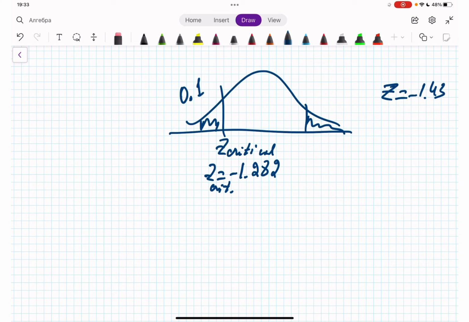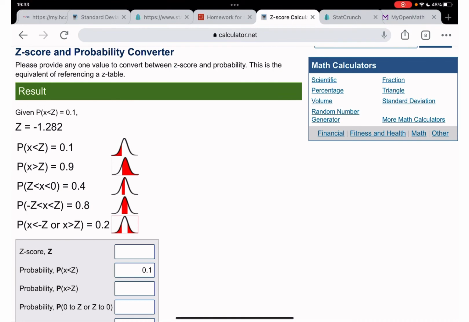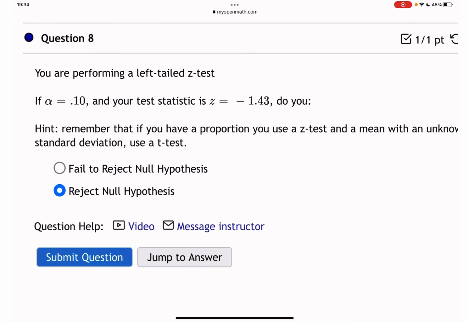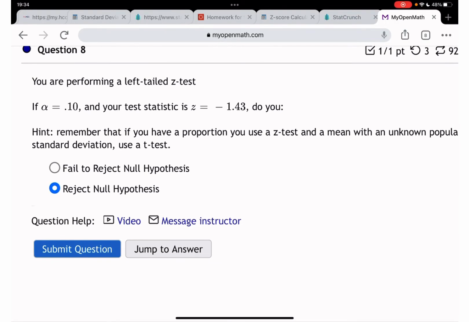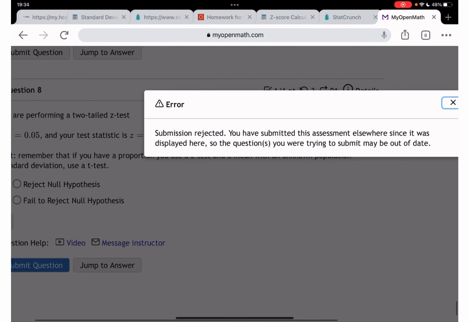Now let's compare to what we have. Z is equal to negative 1.43. So it's going to fall somewhere here, right? Less than. So it's falling in the rejection area, correct? So from here we can say that we are rejecting the null hypothesis. We reject the null hypothesis. Let's submit the question. Okay, submission rejected.